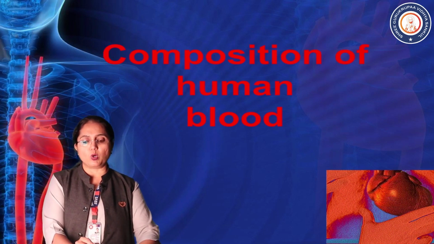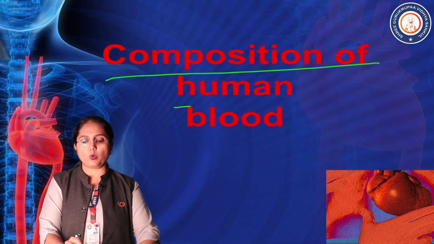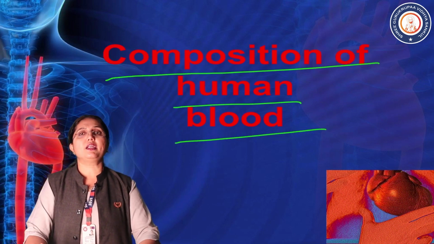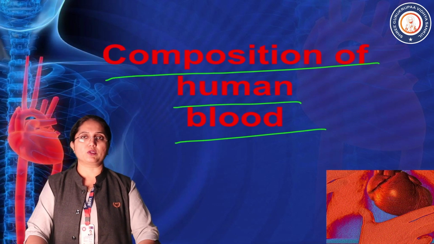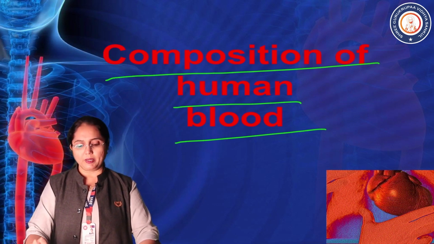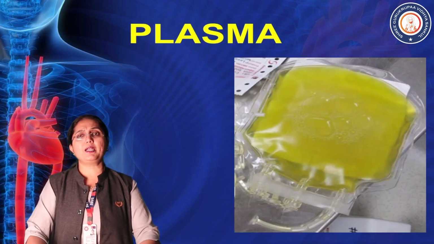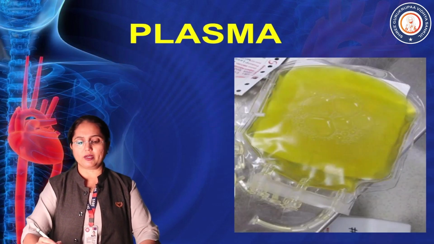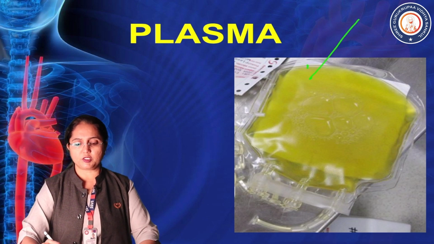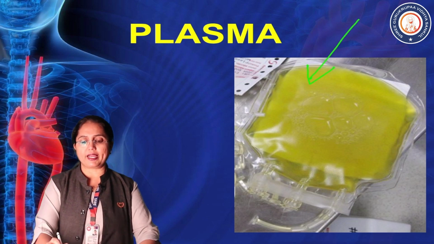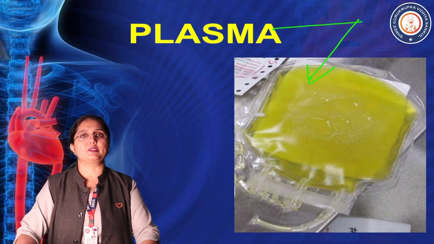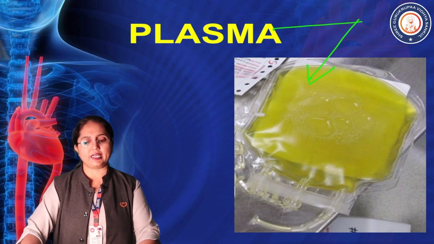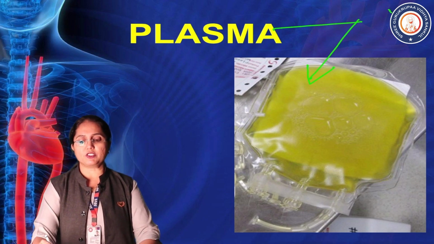Now let's see the composition of human blood, right? There are two parts in human blood composition. One is called blood plasma and the other is called blood cells. This blood plasma is a pale yellow colored fluid. You can see here this pale yellow fluid which we call blood plasma. It contains approximately 90% water.